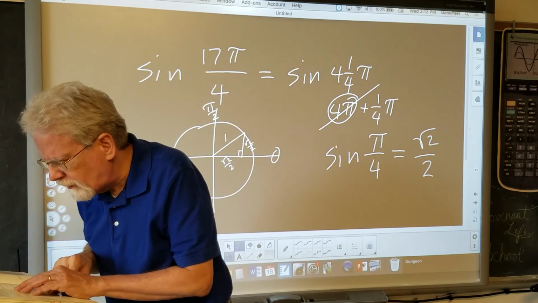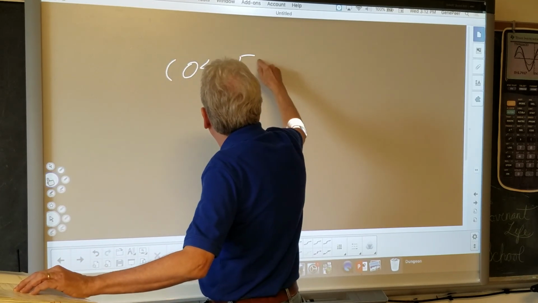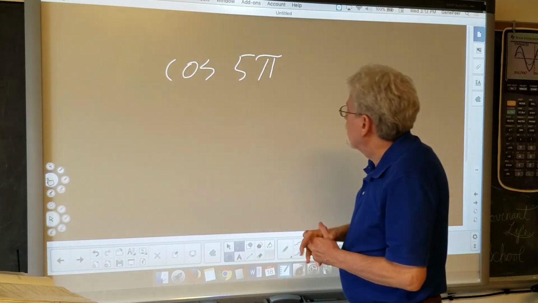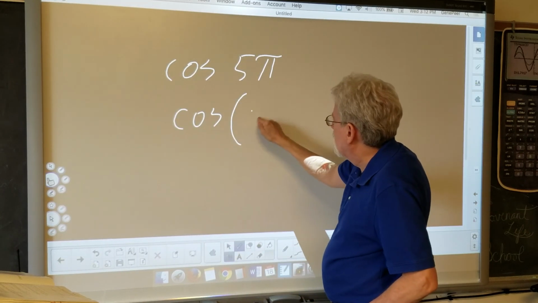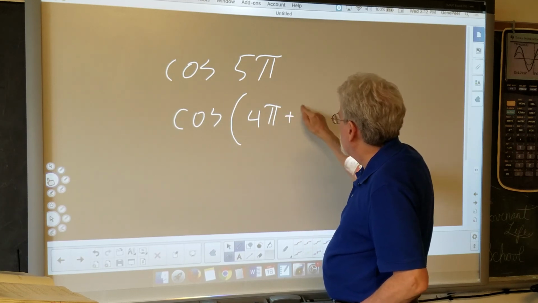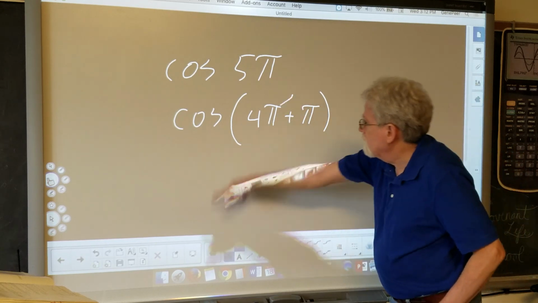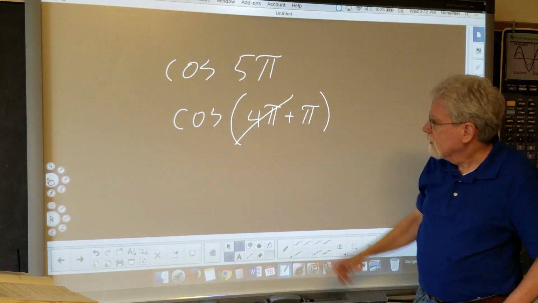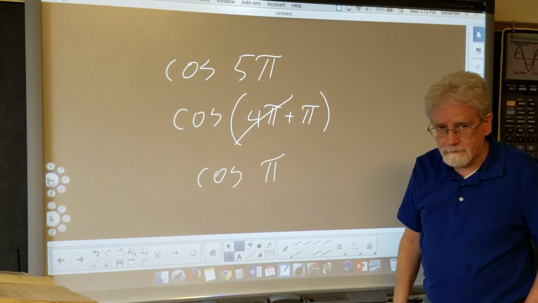Next example they have is cosine of 5 pi. Well, that was pretty easy because 5 pi is the same thing as cosine of 4 pi plus 1 pi, a total of 5 pi. Well, 4 pi we can toss out. So this is equal to the cosine of just 1 pi.